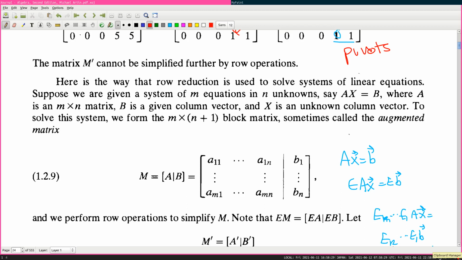So here's the way that row reduction is used to solve systems of linear equations. Suppose we are given a system of m equations and n unknowns, say Ax equals b, where A is an m by n matrix and b is a given column vector and x is an unknown column vector.